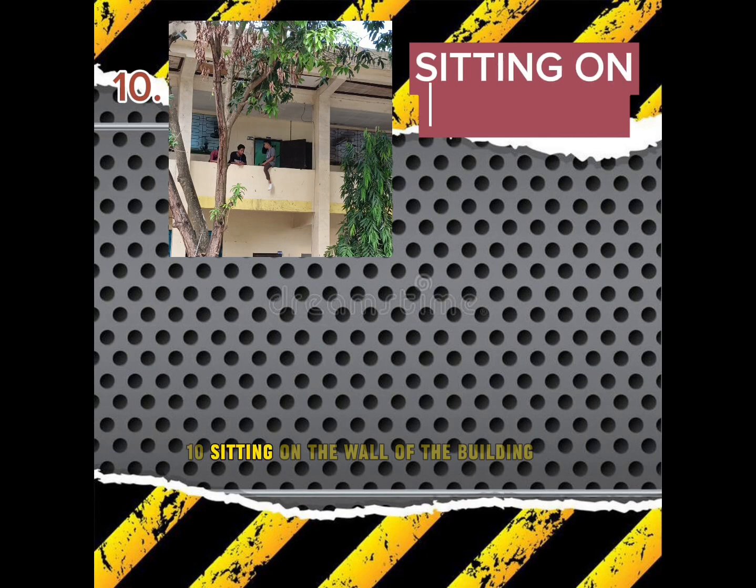Tenth, sitting on the wall of the building. Sitting on the wall can be a hazard because if you lose your balance, you might fall and have an injury, or if it's worse, it can cause your death.